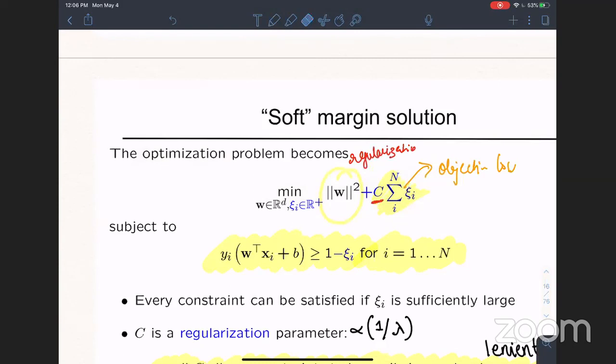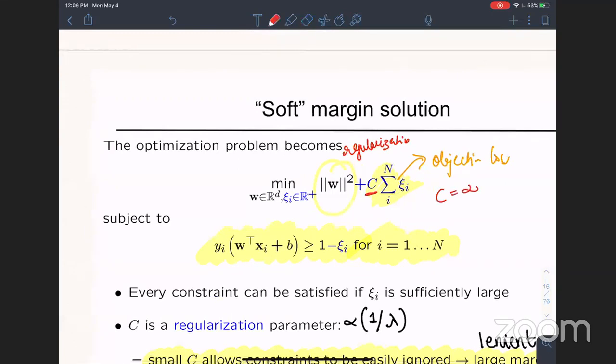If C is infinity, that means your regularization term does not matter. And what have we learned? If our regularization term does not matter, then you are building an overcomplicated model, which in this case is a hard margin classifier. So C equal to infinity is hard margin, because it means penalize every single point that might be misclassified, and penalize it so heavily, like with infinite weight, that anybody would fear crossing the margin.